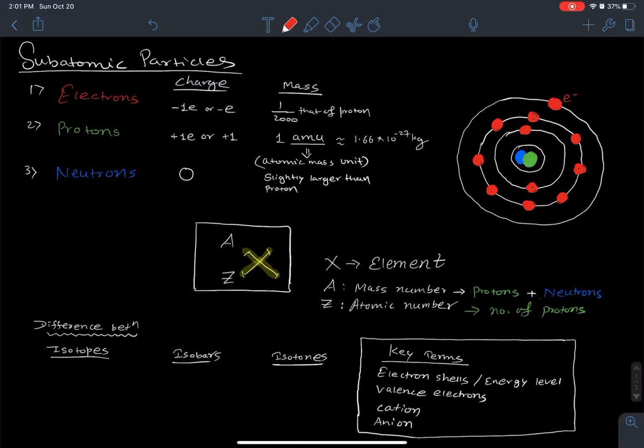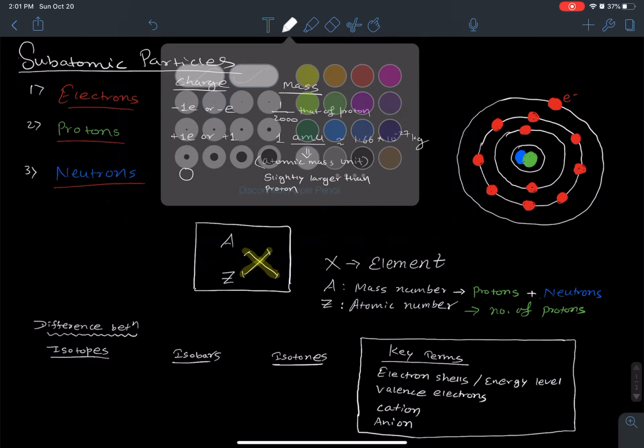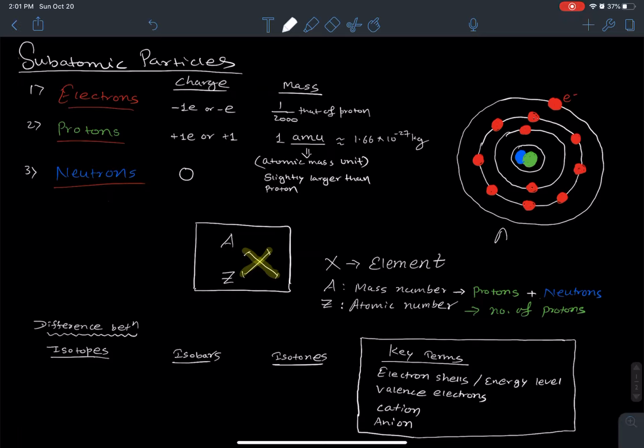The subatomic particles are what we usually see when we look at atomic structure. They are electrons, protons, and neutrons. As you can see here, this is the atomic structure of some kind of element. In the center here, this is the nucleus. And in the nucleus we have a proton and a neutron.